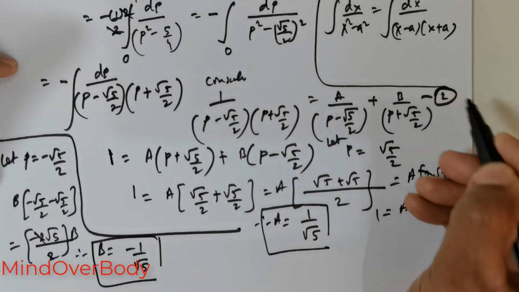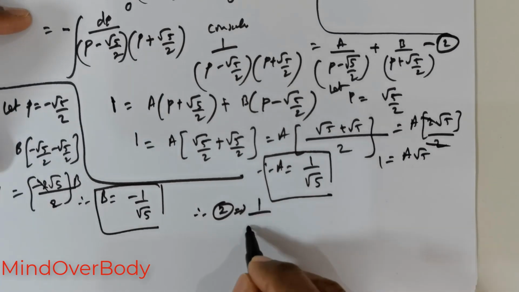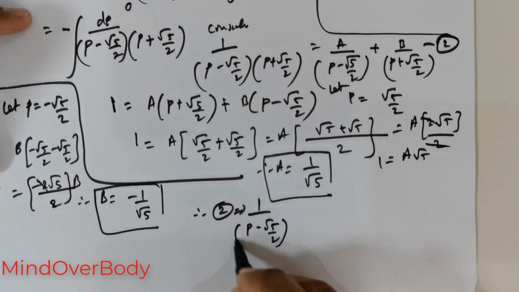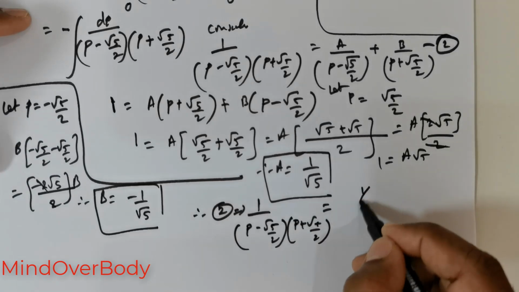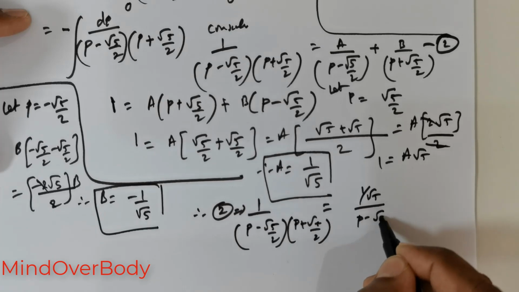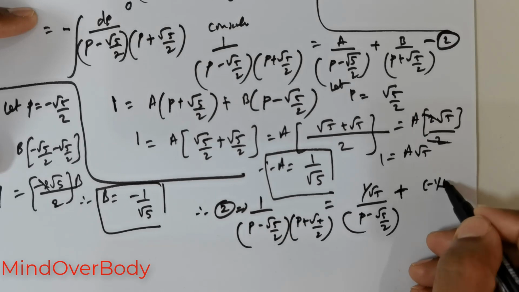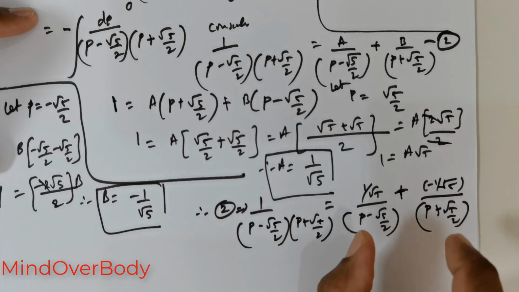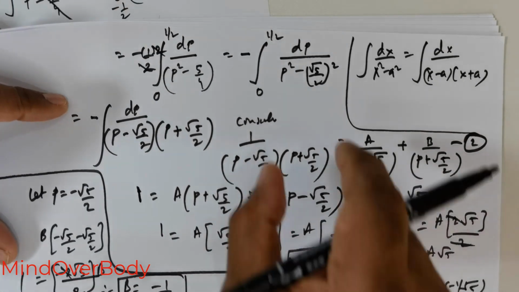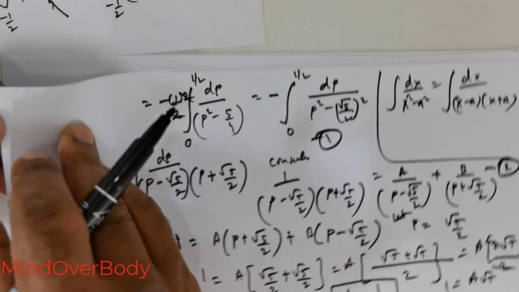So if you were to take this as 2, therefore you can rewrite 2 as 1 over (p minus root 5 over 2) times (p plus root 5 over 2), which is equal to 1 over root 5 divided by (p minus root 5 over 2), minus 1 over root 5 divided by (p plus root 5 over 2). You take this and you substitute it over here, right?